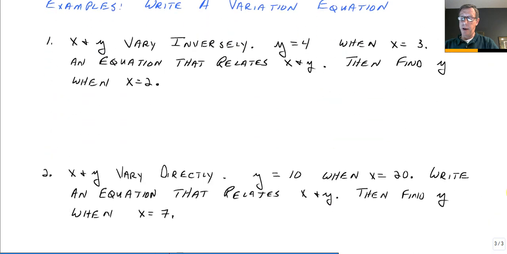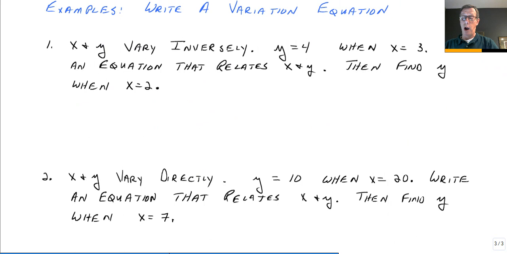The problem we have here says x and y vary inversely. So I already know I can write this kind of a relationship. y would be equal to k over x. Now for the model, I would need to have a value for that k. So maybe they give us enough information we can find that, and they do. They say that y is 4 when x is 3. So let's plug those in.